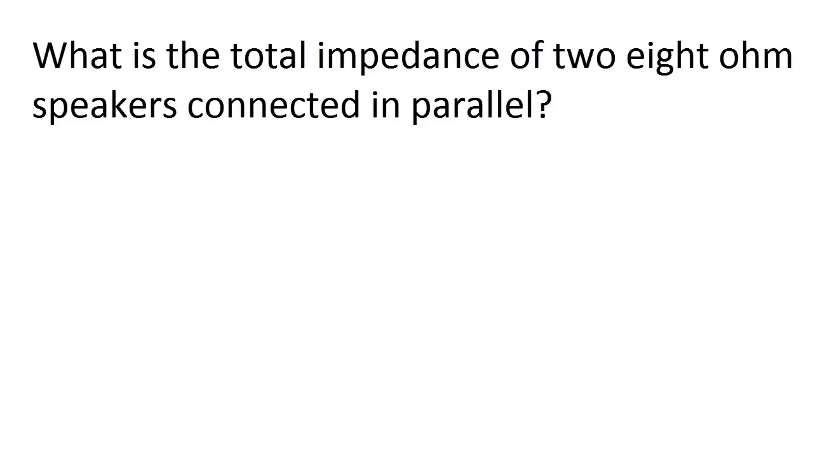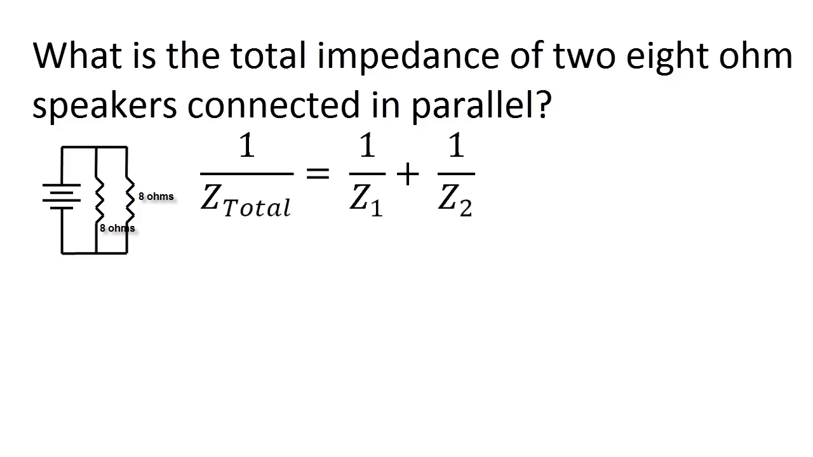This second problem says, what is the total impedance of two 8-ohm speakers connected in parallel? To diagram this, I will draw two speakers connected in parallel and label each with 8 ohms. To calculate the total impedance of a parallel circuit, you will need to use the following formula. 1 over total resistance equals 1 over the first resistance added to 1 over the second resistance.